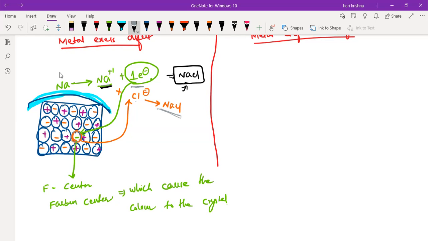To maintain electrical neutrality, that means however many positive charges are there, the same number of negative charges must be maintained, this electron will go and occupy the crystal lattice point of the anionic site. Whenever the electron is occupying the anionic site of the crystal lattice, it is called a Farben center, or the F center.